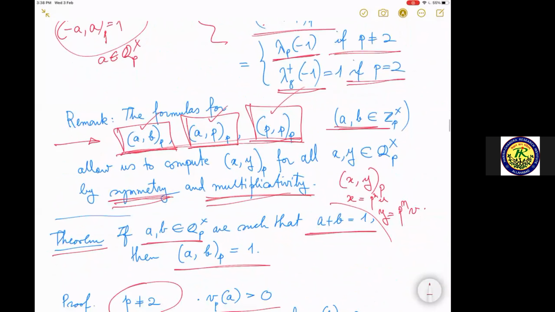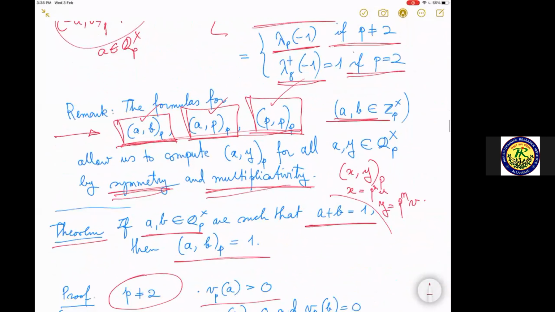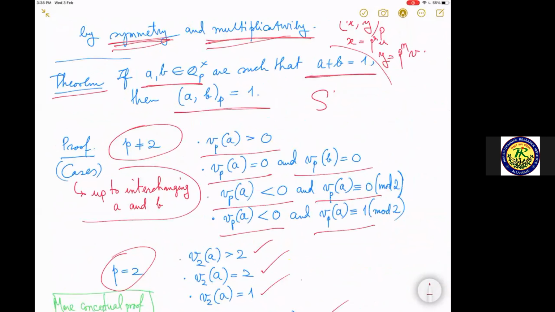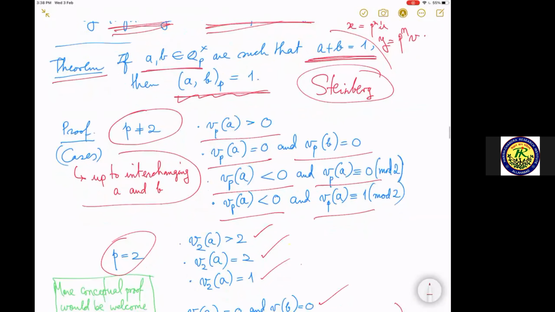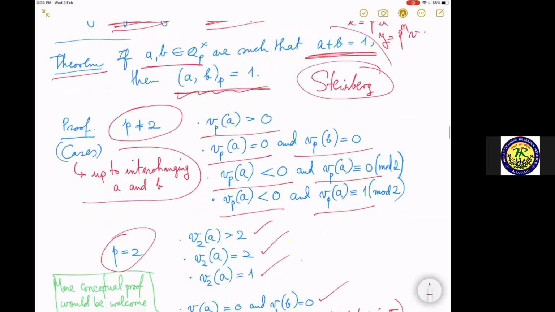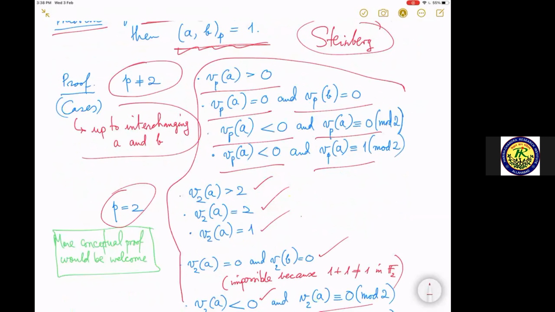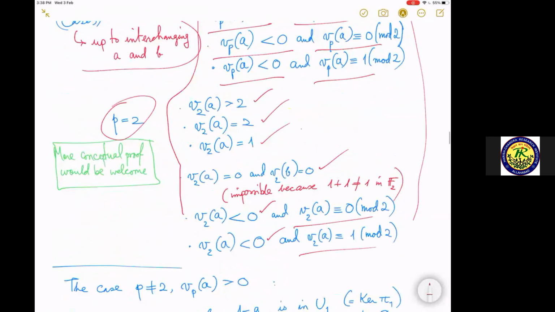But now I want to prove that it's a Steinberg symbol. That's the catchword here, which means that if A plus B is 1, then this Hilbert symbol (A,B)_p is equal to 1. And as I explained, I'll consider all these different cases. There are quite a few cases, but we have to live with it.